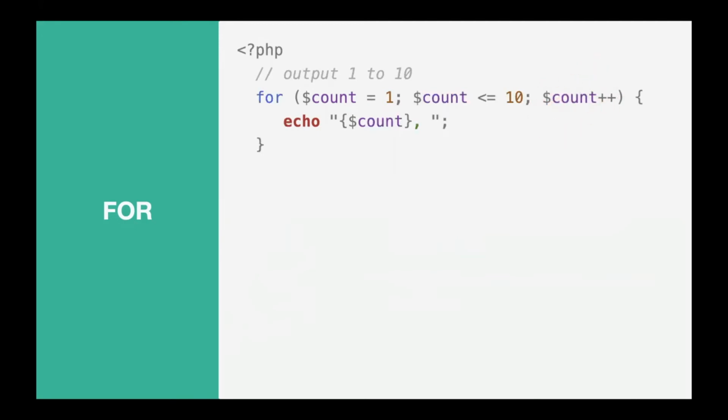So that's showing you that we could use the while loop for this, but the for loop allows us to do it all in a single line or in a single expression. It makes it a little bit cleaner to work with. And then, of course, we're echoing out our count.